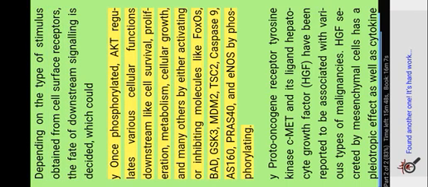Once phosphorylated, AKT regulates various cellular functions downstream like cell survival, proliferation, metabolism, cellular growth, and many others by either activating or inhibiting molecules like FOXOs, BAD, GSK3, MDM2, TSC2, caspase 9, AS160, PRAS40, and eNOS by phosphorylating.